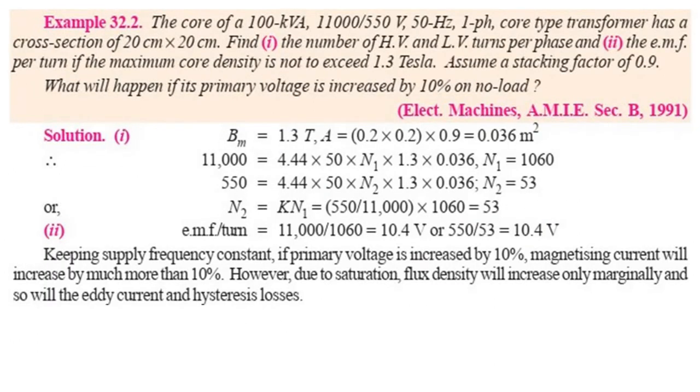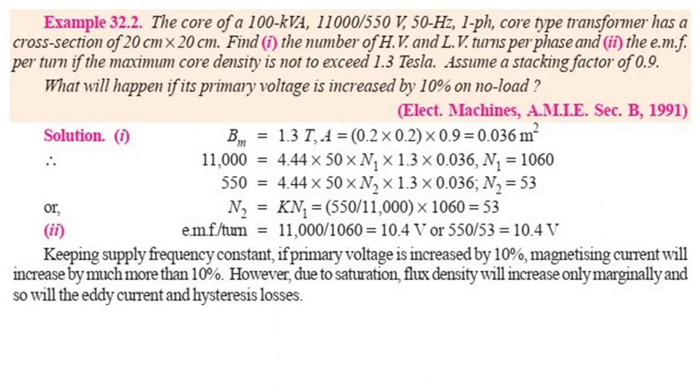And then the next simple problem. The core of a 100 kVA, 11,000/550 volt, 50 Hz single phase core type transformer has a cross section of 20 by 20 centimeters. Find the number of HV and LV turns per phase and the EMF per turn. The maximum core flux density should not exceed 1.3 Tesla. Assume a stacking factor of 0.9. What will happen if the primary voltage is increased by 10%?